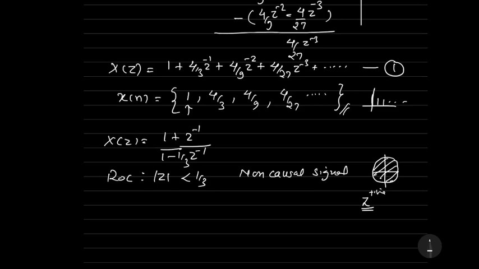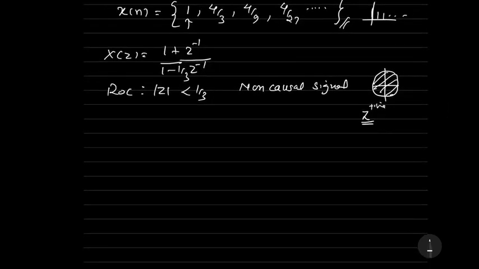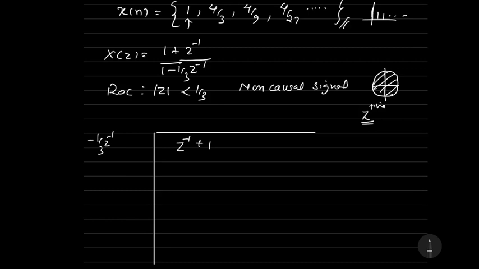Now, let's start. How will we get it? Just rearrange the numerator and denominator before the long division method. The numerator we write like this: z to the power minus 1 plus 1. And the denominator we write as 1 by 3 z to the power minus 1 plus 1. Now let's start the long division method. In order to cancel z to the power minus 1, we should multiply the denominator by minus 3. That is minus 1 by 3 z to the power minus 1 and plus 1. So the result we get is z to the power minus 1 minus 3.